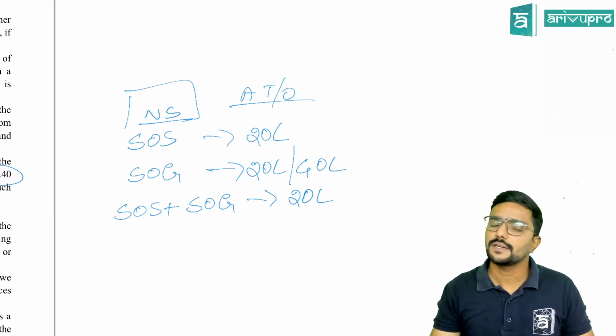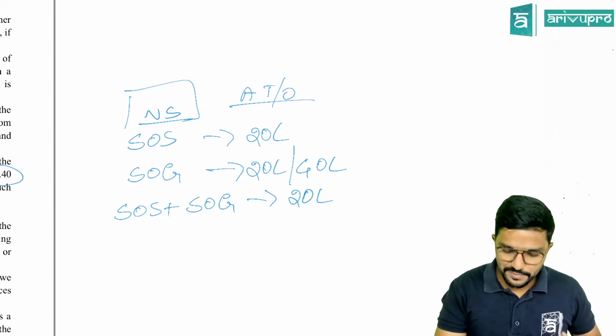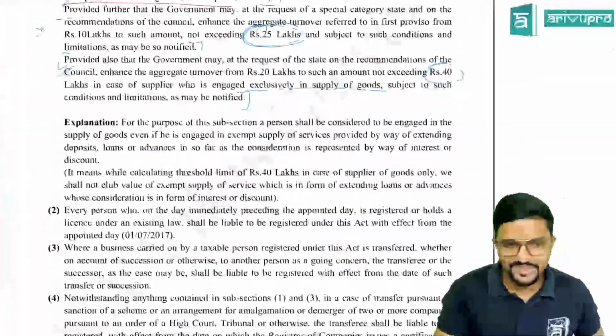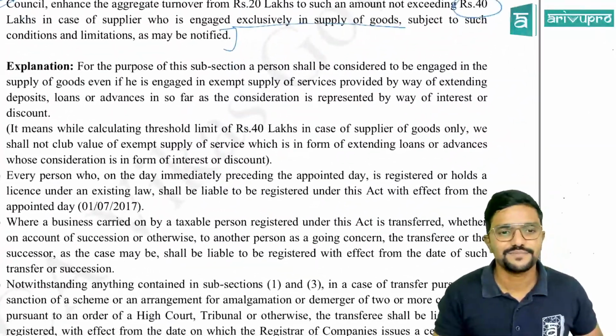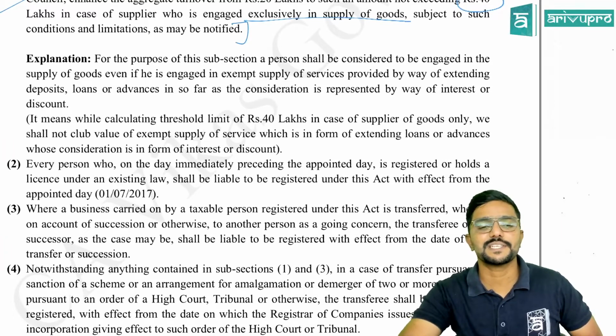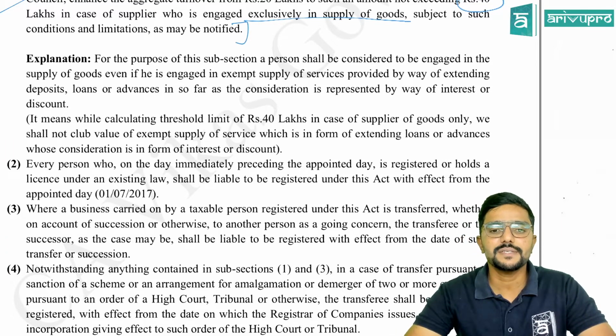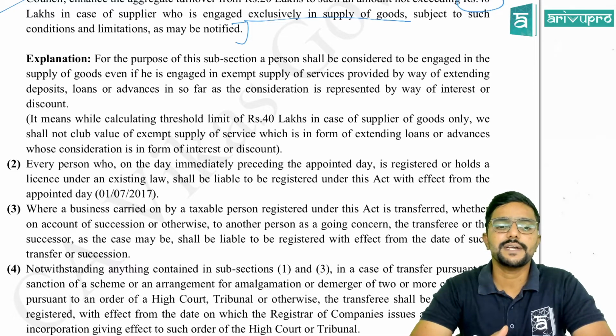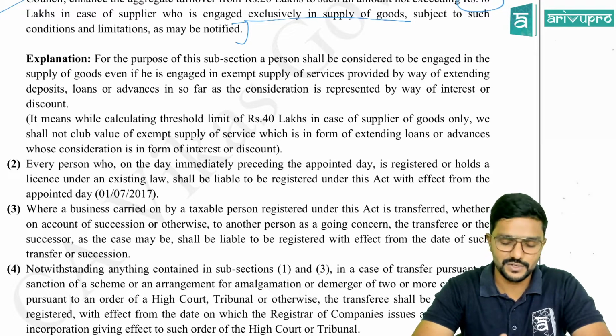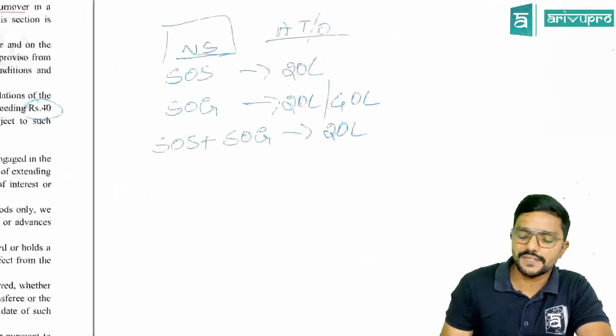Is that clear? Yes. But one explanation has been given here. What is that explanation? For purpose of this subsection, a person shall be considered to be engaged in the supply of goods even if he is engaged in exempt supply of services provided by way of extending deposit, loans, or advances, insofar as the consideration is represented by way of interest or discount. What are they trying to tell you in this explanation?